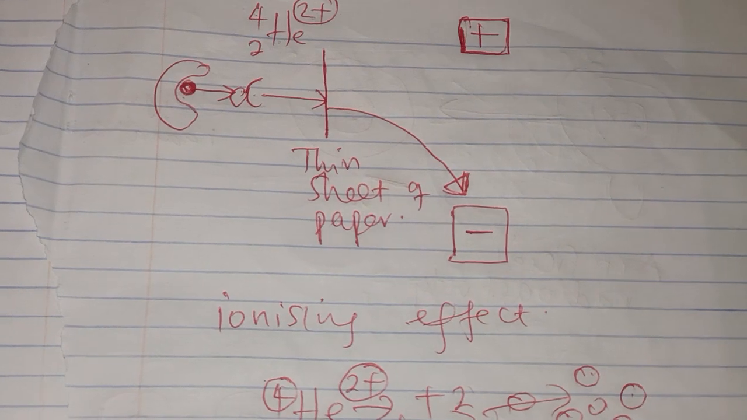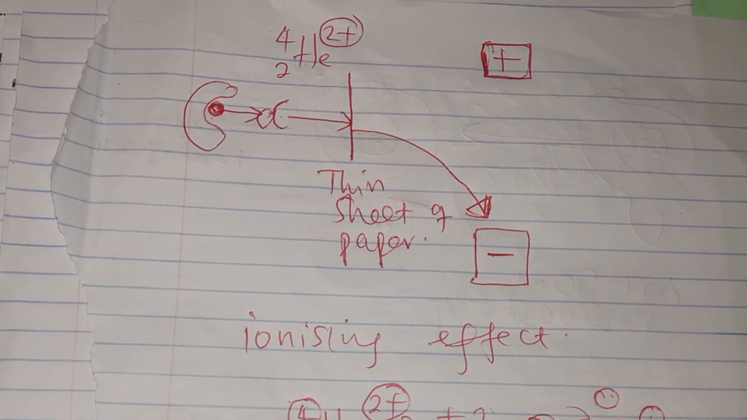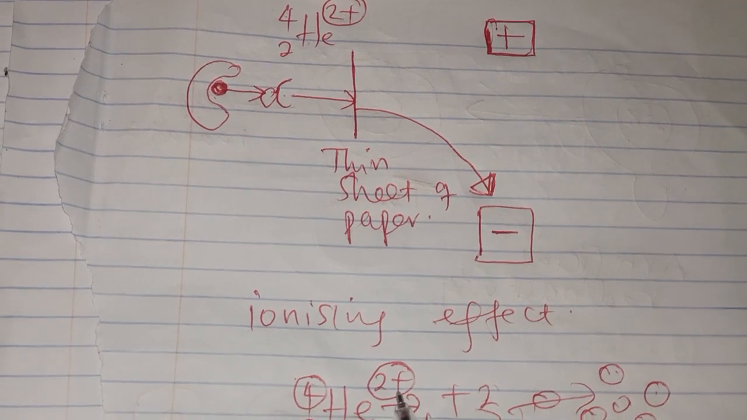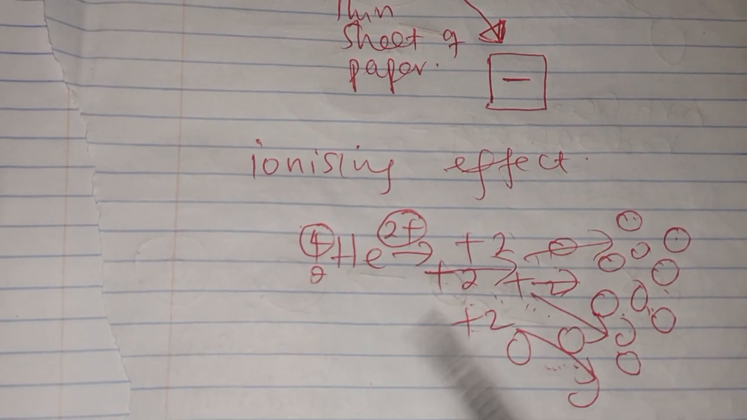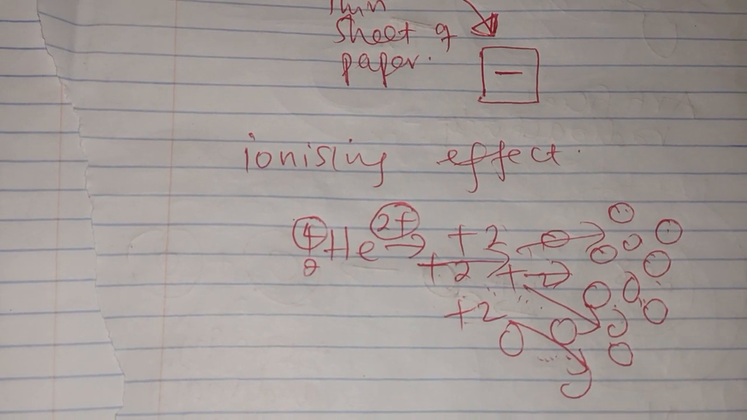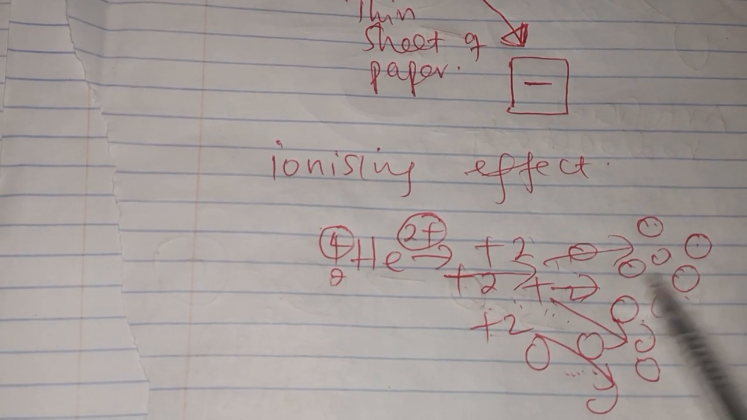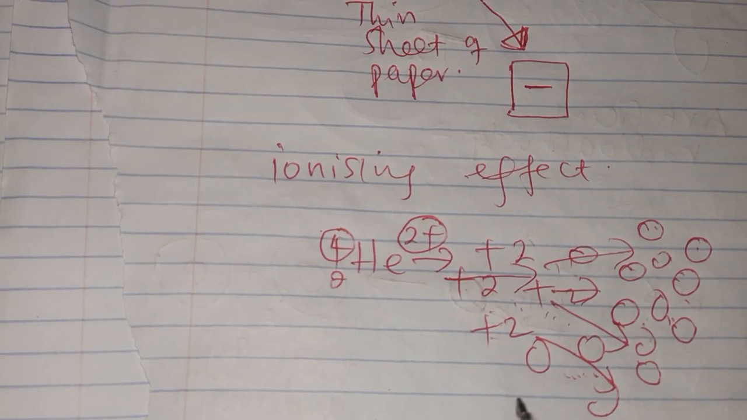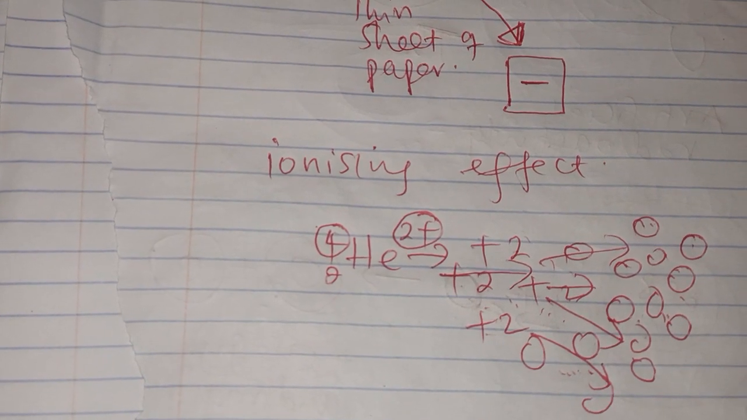And to move forward, we've said it having a bigger mass and being heavy for that matter, and having a slightly bigger charge, which is positive 2. It will end up moving slowly and covering few centimeters in the air. And in the process, it will end up having a longer time in contact with the target atoms of gases in the air. The longer time it has in contact with the target atoms of the gases in the air will make it have a high ionizing power.